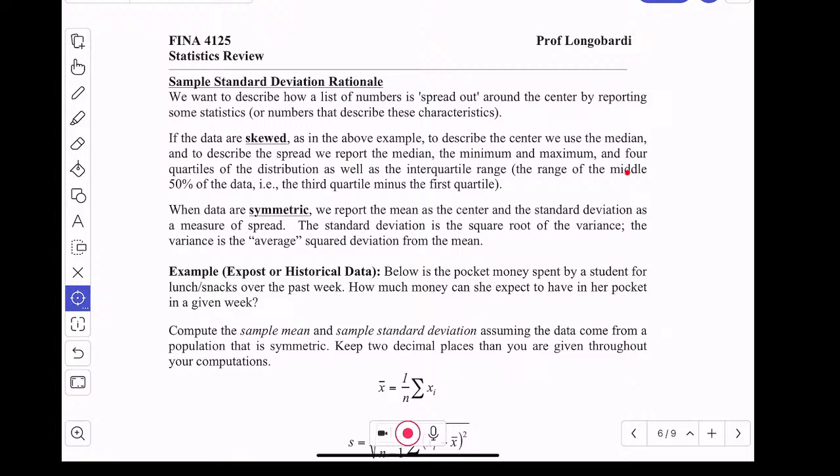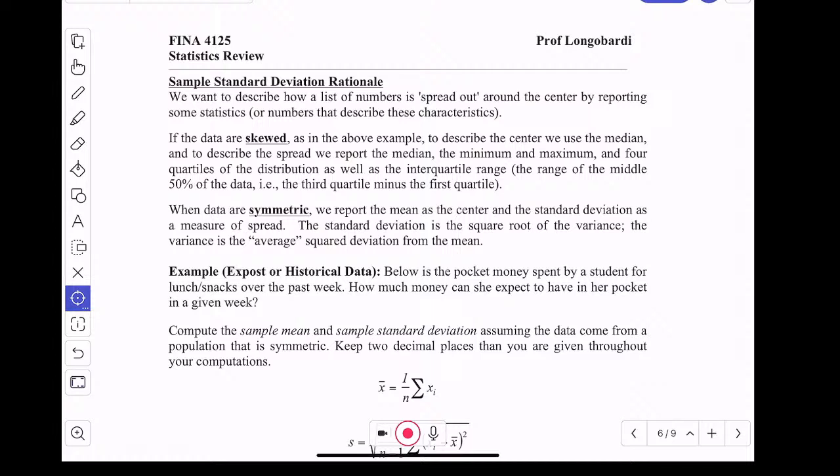And we talk about the middle data, from the first to third quartile, being 50% of the data. And that would show you the regularity in the data, and then you can talk about the extreme values as curious, and you can investigate those. Now, in a symmetric distribution, we report the mean as the center and the standard deviation as the spread. The standard deviation is the square root of the variance. What is the variance? The variance is the average of the squared deviations from the mean.